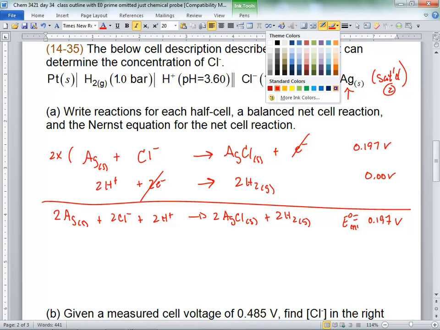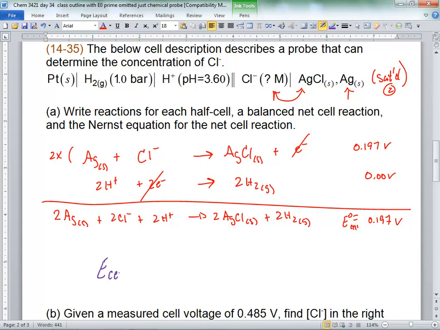So did you write your Nernst equation? See if it matches mine. Oh, that's minus, right? Products or reactants. Squared over. Look good?